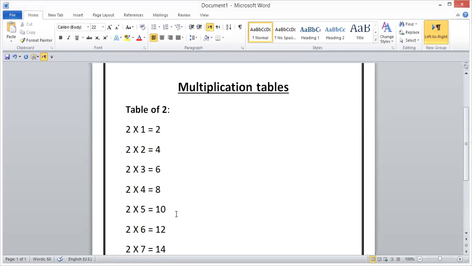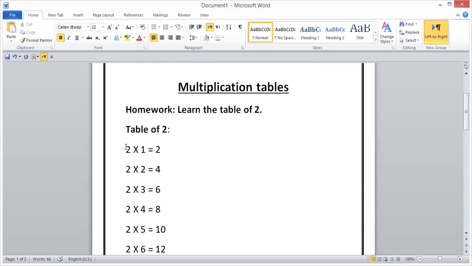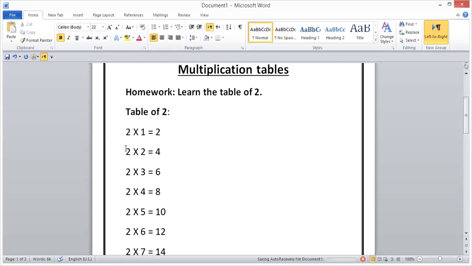So guys, complete this. And I'm giving you one homework. What is your homework? Your homework is to learn this table. Learn the table of 2. This is your homework, guys. I will ask you the table of 2. In any way, you can learn 2 by 1, 1 time 2, 2 times 1, no problem with that. But you should just know the answer, okay?